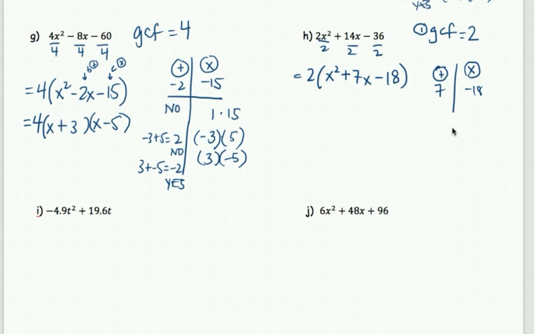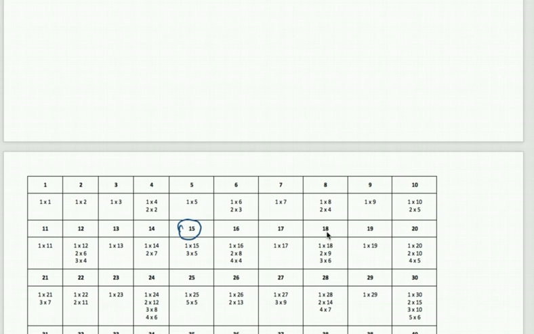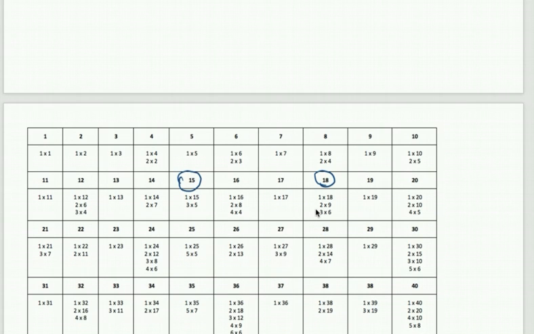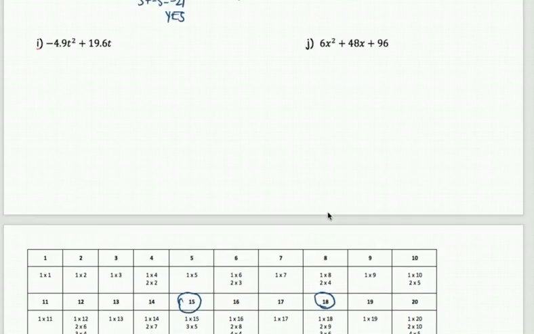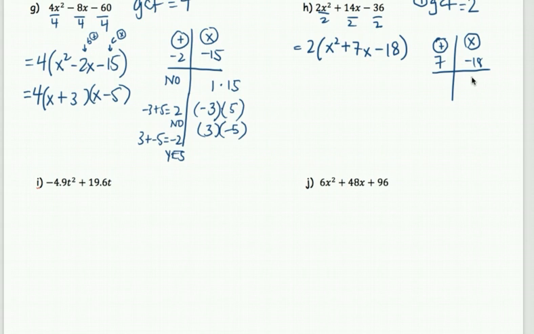Okay, so you're going to brainstorm. Look for the multiply first. So 18, here it is. So we have 1 and 18, 2 and 9, 3 and 6. Okay, so let's start with 1 and 18. Can I add or subtract to make 7? No. Okay, let's try 2 and 9. Does that work? Yes, I could subtract these to make 7. So I know that it's got to be these numbers.